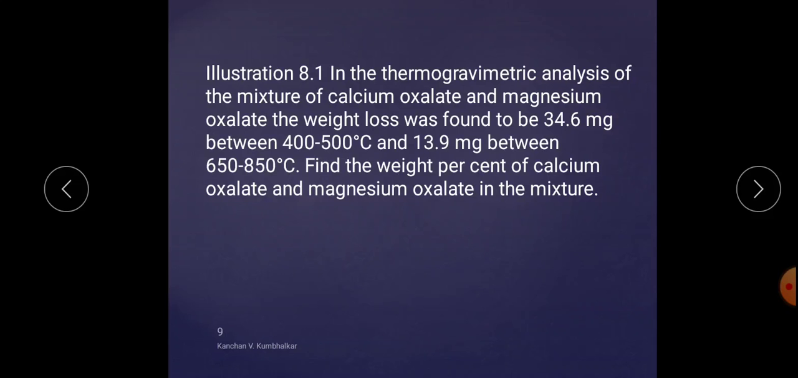Means in a simple way, if we are considering the temperature range 650 to 850 degrees Celsius, the weight loss is because of only the CO2 from the calcium oxalate monohydrate reaction. But if we are considering the 400 to 500 degrees Celsius range, both calcium oxalate as well as magnesium oxalate respond, and the weight loss takes place because of the combined loss of carbon monoxide as well as carbon dioxide. So let's start its solution.